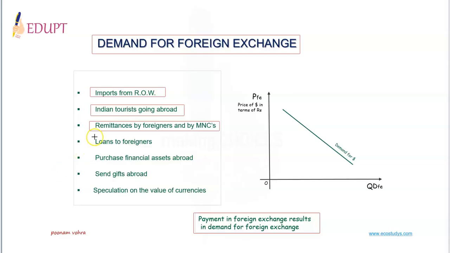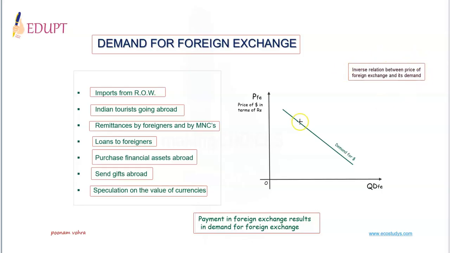Then remittances by foreign institutional investors in the form of selling shares on Indian Stock Exchange and getting payment to be sent to their parent company, or extension of loans to foreigners. Payment is required when financial assets are purchased abroad, or gifts sent abroad, or when there is speculation on the value of currencies. One must also understand that there exists inverse relationship between price of foreign exchange and its demand.